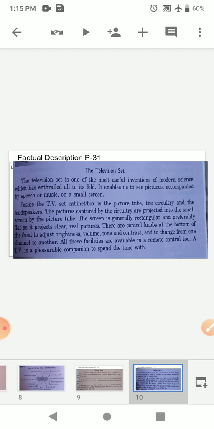There are control knobs at the bottom of the front to adjust brightness, volume, tone and contrast, and to change from one channel to another. All these facilities are available in a remote control too. A TV is a pleasurable companion to spend the time with. So you begin your sentence beautifully and you also end your description beautifully.